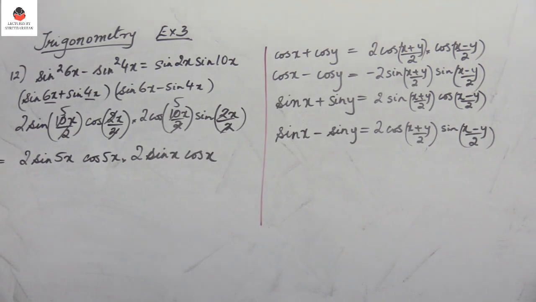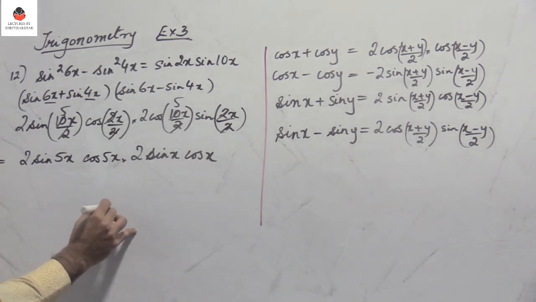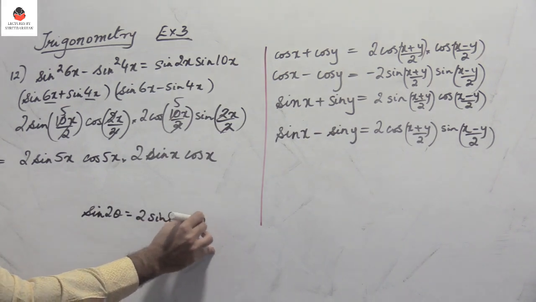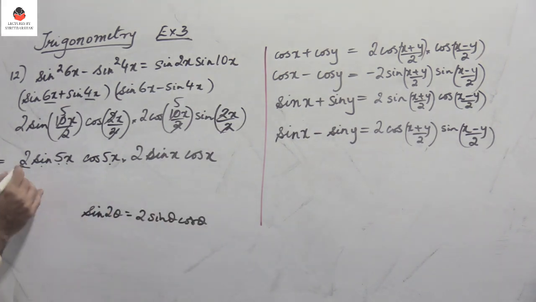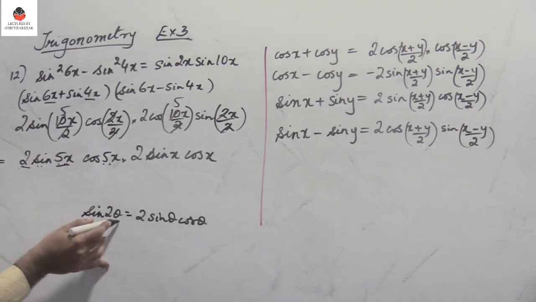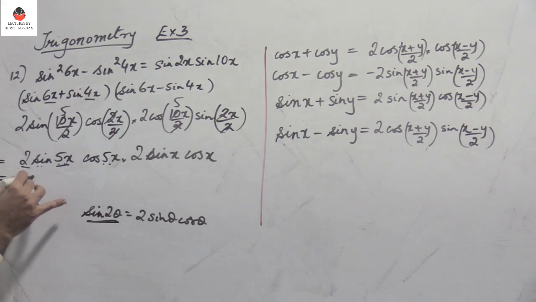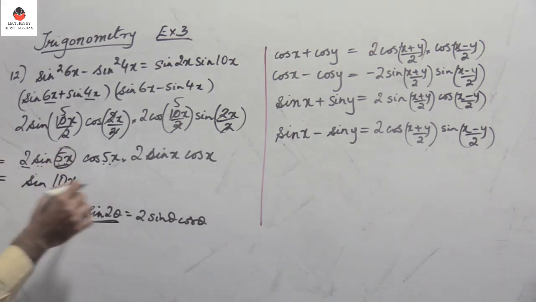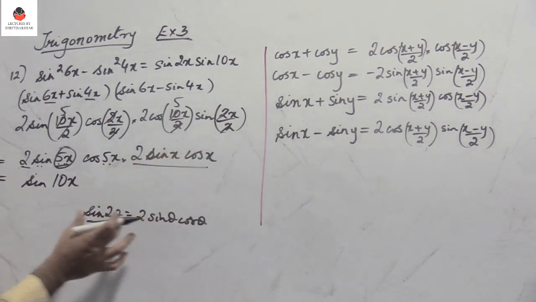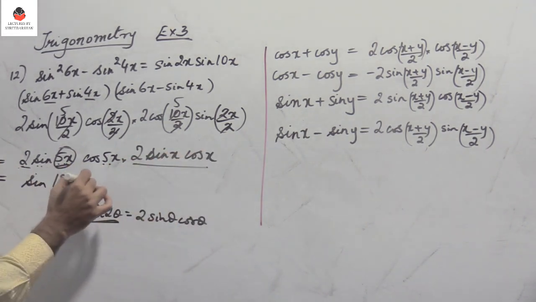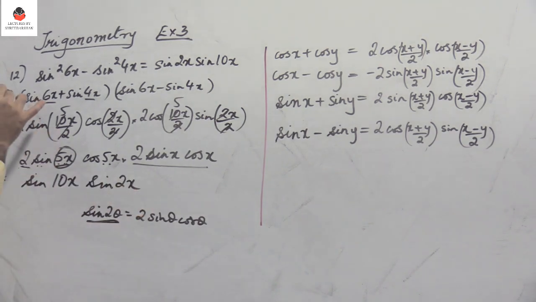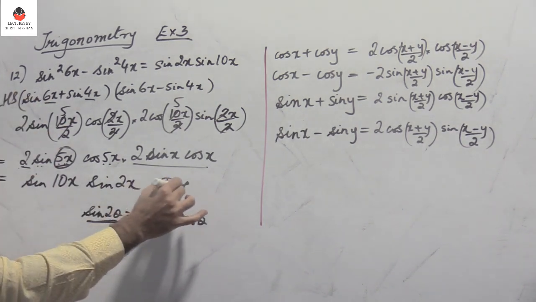Now we have the formula sine 2 theta is 2 sine theta cos theta. So here I have 2 sine 5x cos 5x, so theta is 5x, which is sine 2 theta, so you get sine 2 into 5x, which is 10x. And here 2 sine x cos x is sine 2x, so I'll write it as sine 2x. So we have proved LHS equals RHS.